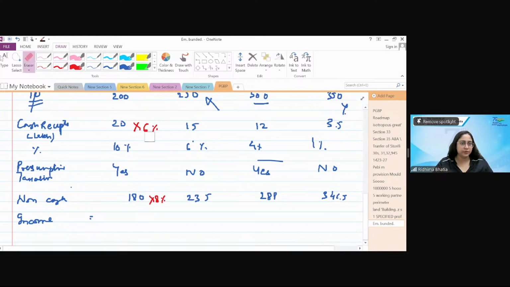Sorry, उल्टा लिख दिया. 8% higher का. 8% of this and 6% of this. So 1.6 plus 10.8. यहाँ पे भी same. यहाँ पे तो आएगा नहीं, sorry. यहाँ पे आएगा 8% and 6%. 0.96 plus 17.28. So this would be my total profits.